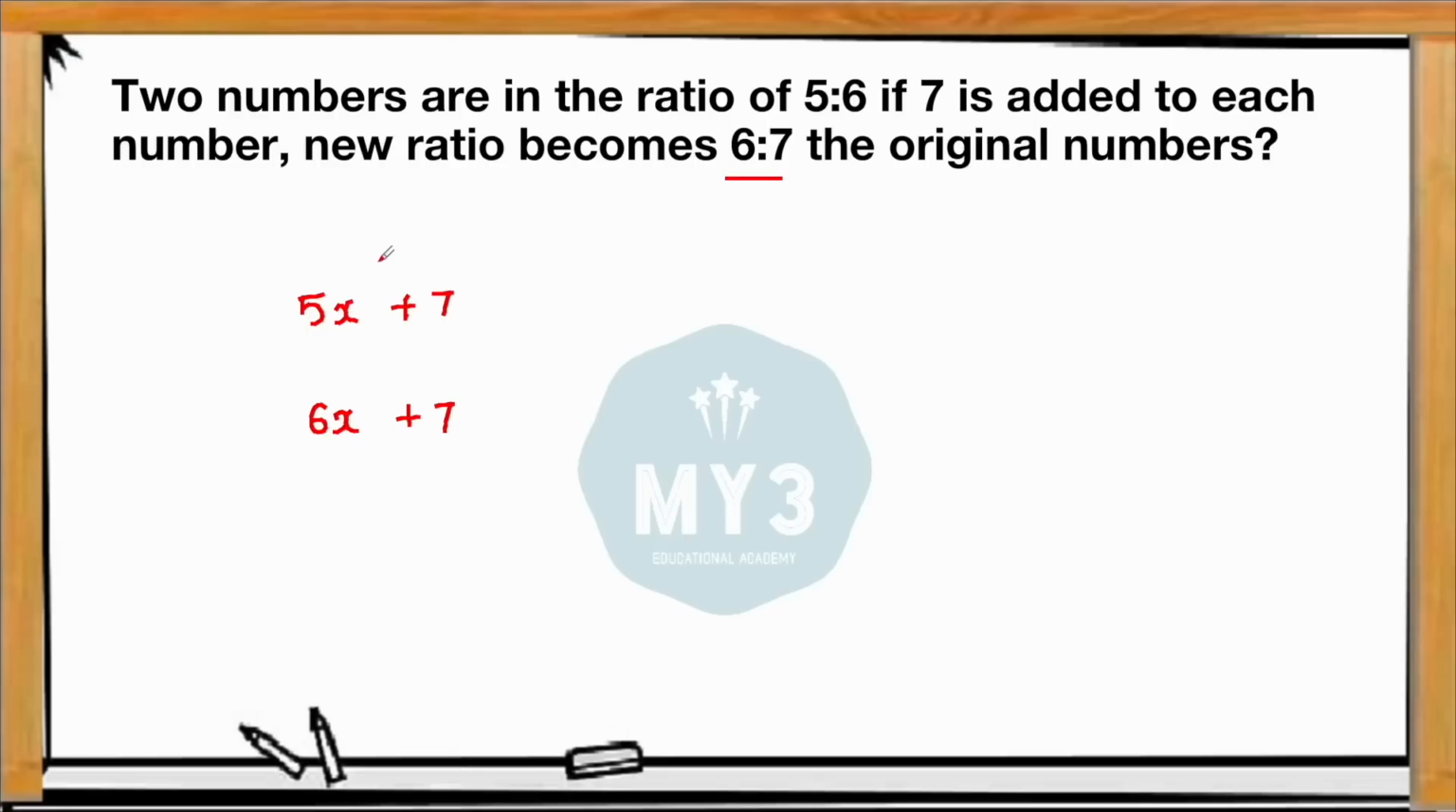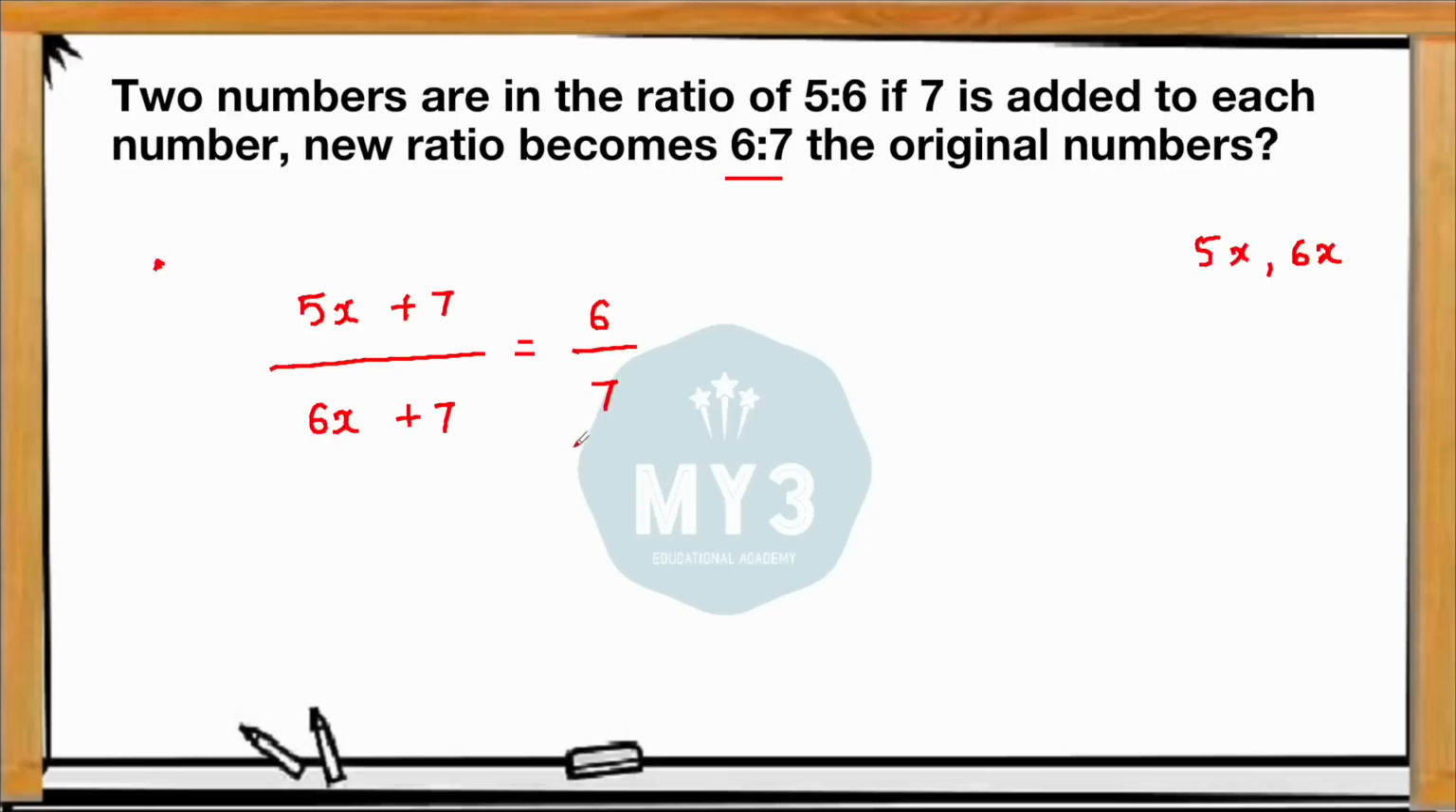Ratio is nothing but basically division. So the new ratio, that means the ratio or division of these terms, becomes 6 is to 7. That means 6 by 7. What are the original numbers? Original numbers are basically 5x and 6x. Those numbers they are asking. If you are able to write this equation, that is enough. You can solve the complete question.